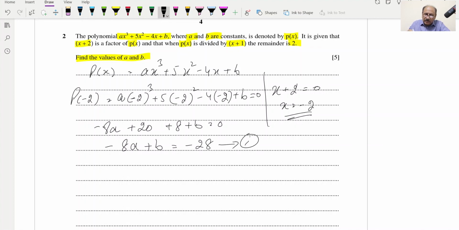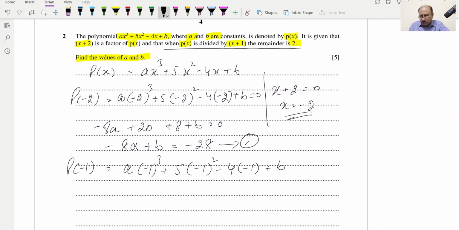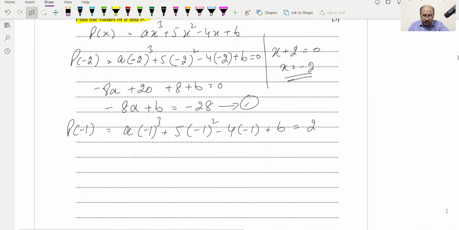And the second equation we can take from this statement: when p of x is divided by x plus 1, the remainder is 2. So p of minus 1 will have a remainder of 2. So we will replace x with minus 1 in the given polynomial p of x. So it will be a into minus 1 cubed plus 5 into minus 1 squared, and minus 4 into minus 1 plus b, and this is equal to 2. This is the remainder.